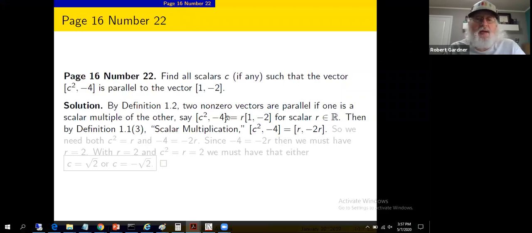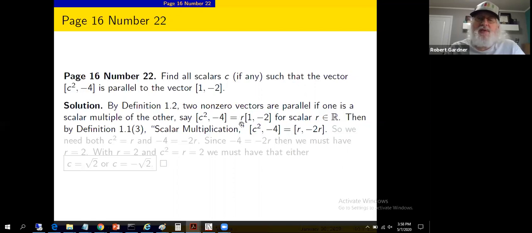So we need to find a non-zero scalar r such that the first vector (c squared, negative 4) equals r times the second vector (1, negative 2). All right, we're requiring these two vectors to be equal. That means that their components are equal. Using the definition of scalar multiplication, we'll take this r inside on those components. Then we'll get (c squared, negative 4) equals (r, negative 2r). We need the first components to be the same, and we need the second components to be the same. Remember, the question is, find c.